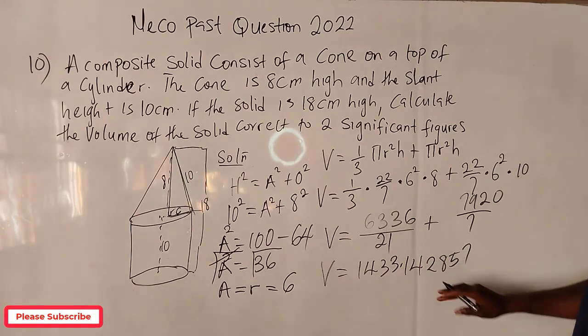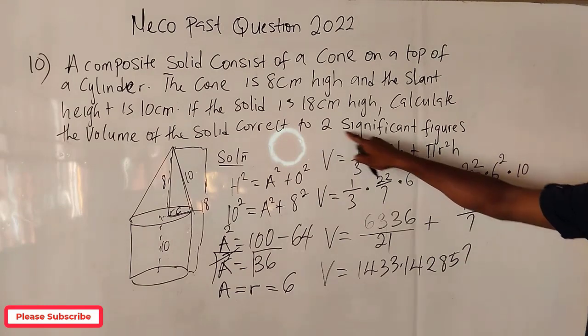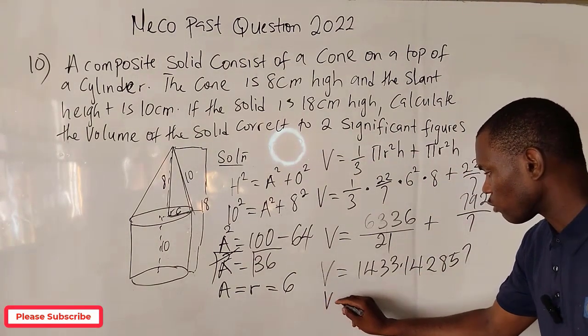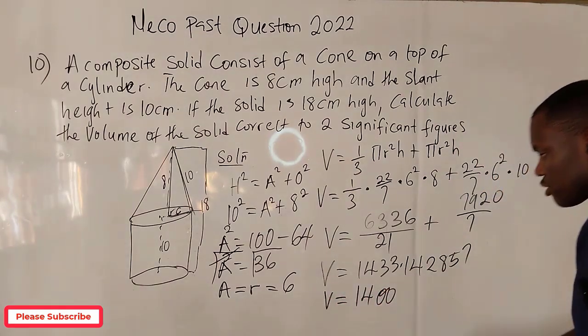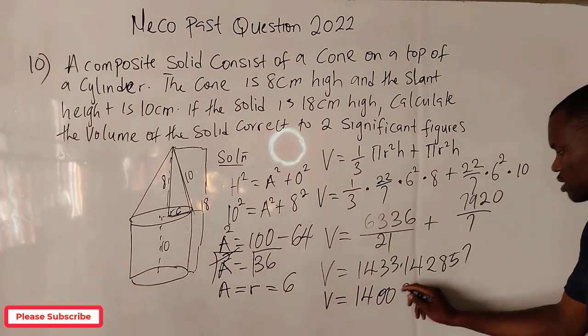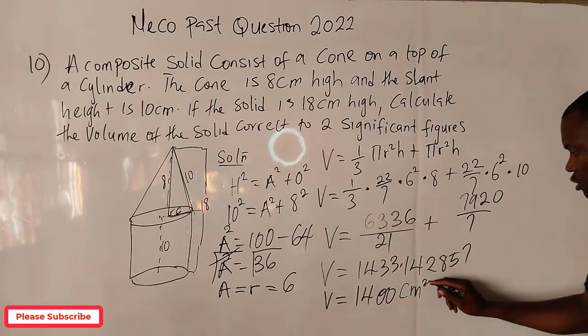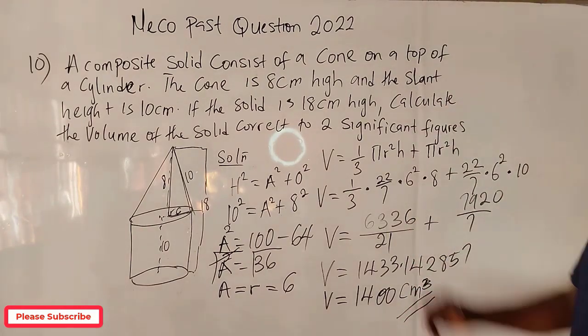1433.142857. Then remember that we are asked to take the first two significant figures, which is 1 and 4. So our volume will be equal to 1400 centimeter cube. We are measuring the volume, which is measured in centimeter cube. So this is the solution to question number 10.